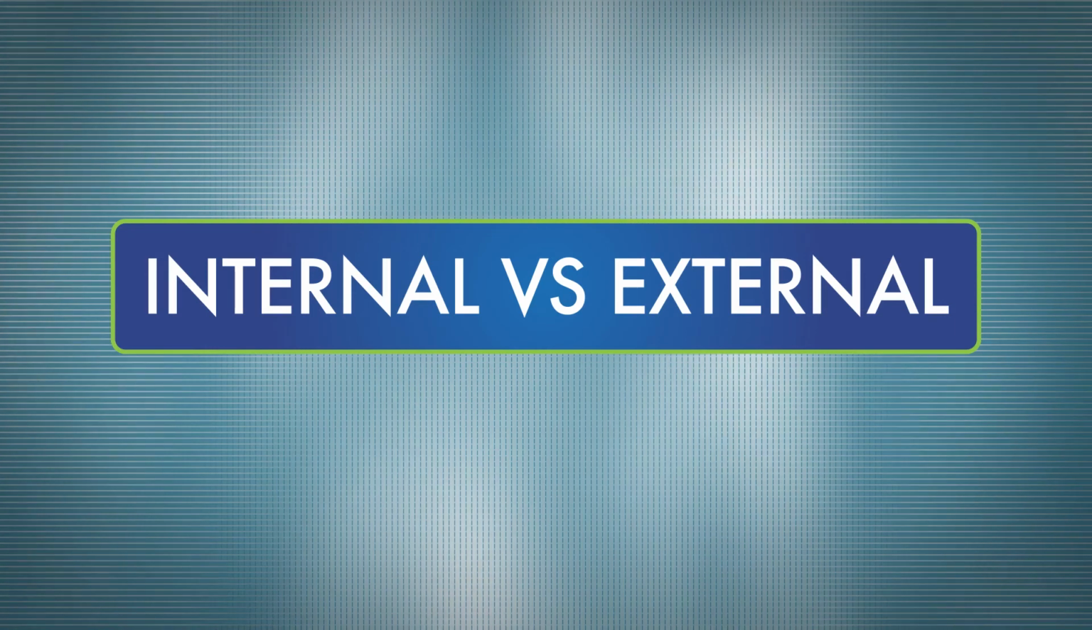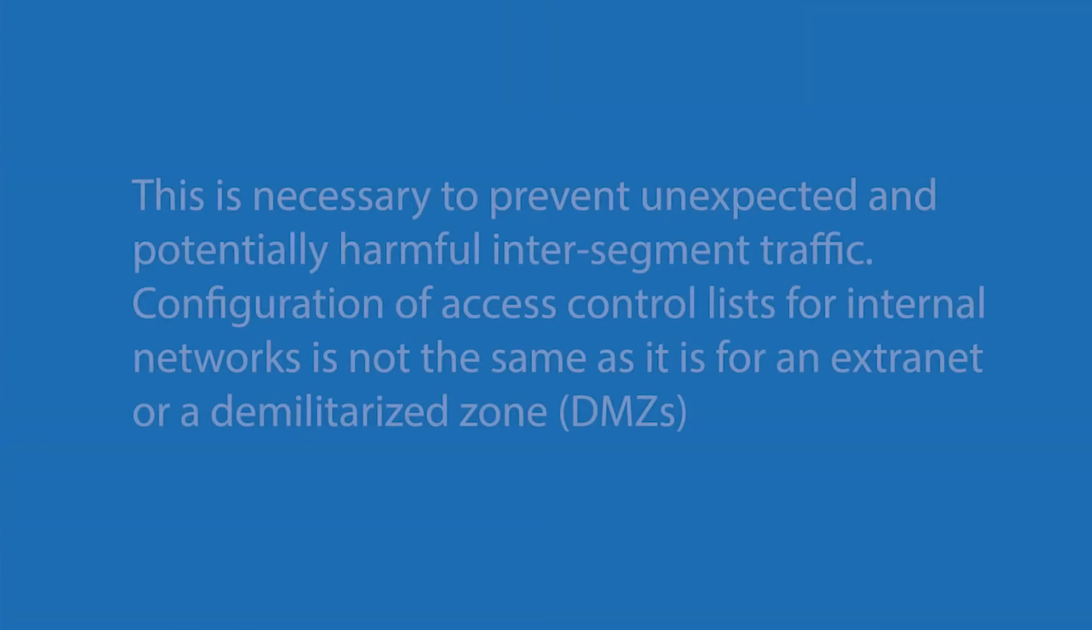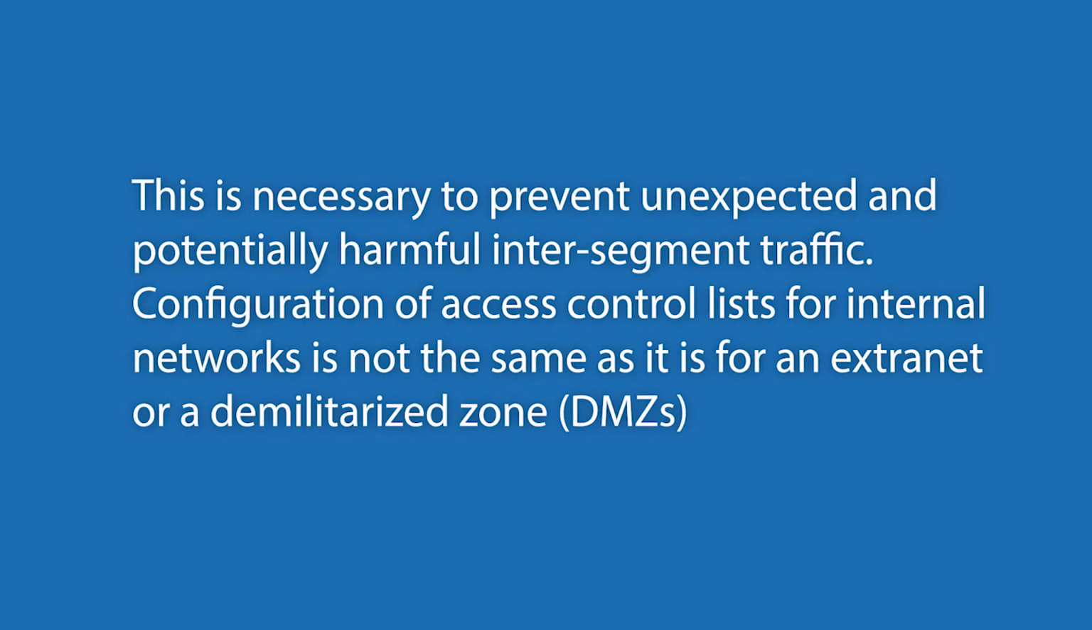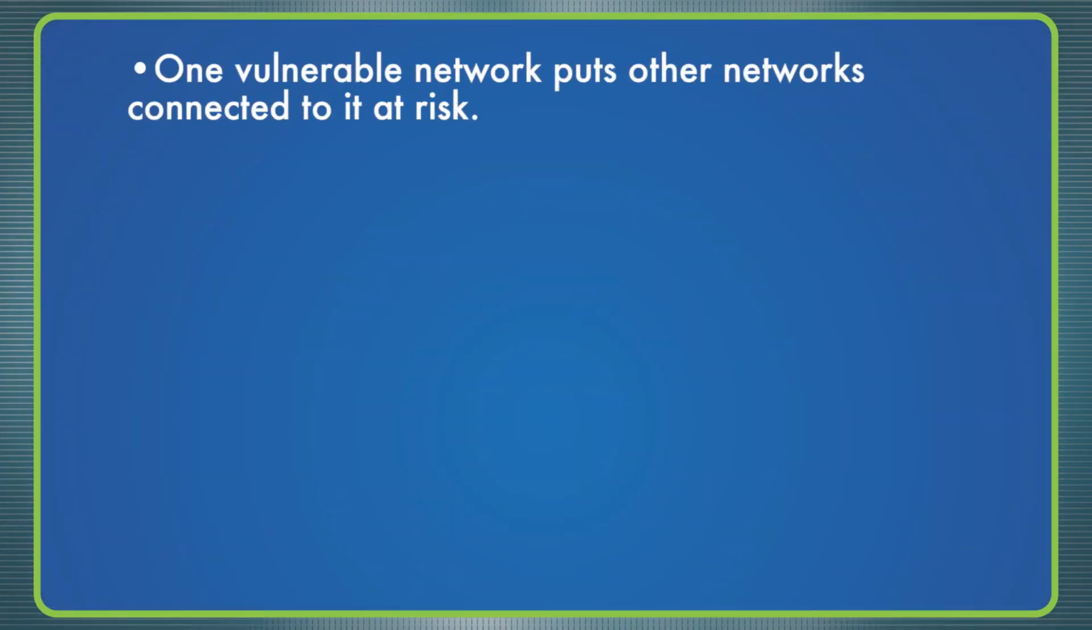When deciding on security controls for networks, you need to implement proper access controls to the router or firewall in order to filter traffic from one segment to another. This is necessary to prevent unexpected and potentially harmful inter-segment traffic. Configuration of access control lists for internal networks is not the same as it is for extranet or demilitarized zone. Important concepts to remember include: one vulnerable network puts other networks connected to it at risk.